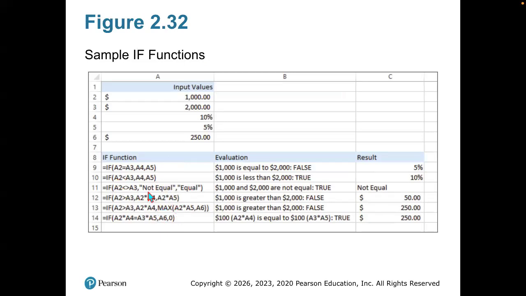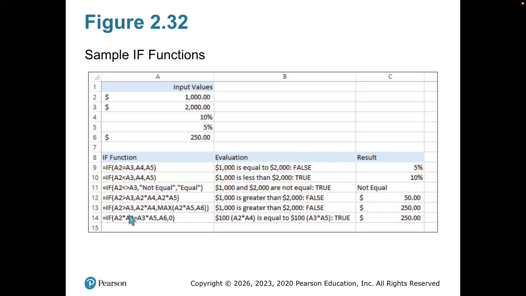And you don't have to just set it to numbers either. Here, I have, if A2 is not equal to A3, just output not equal. Otherwise, output equal, right? So it outputs words instead of an actual value. So you have that option.